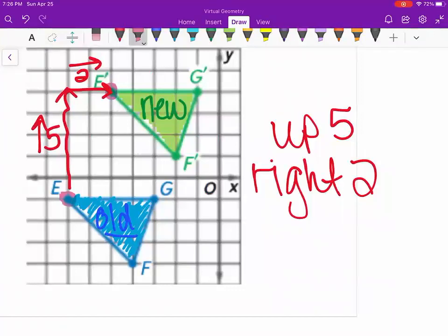Let's check the other points and see if there was the same kind of movement. So from G to G prime, we have again right 2 and up 5, so it worked there. And then let's check our last one, F and F prime, right 2 and 5. So it is the same all the way around. It doesn't matter what coordinate we choose, we have the same movement. So now we can use this to write our rules.